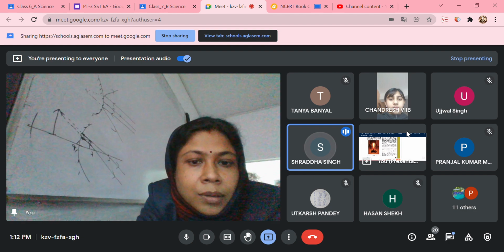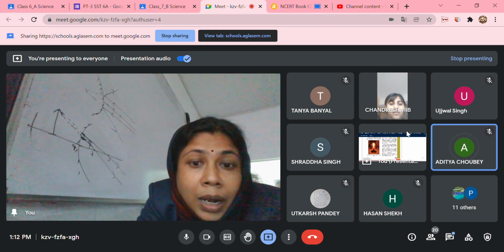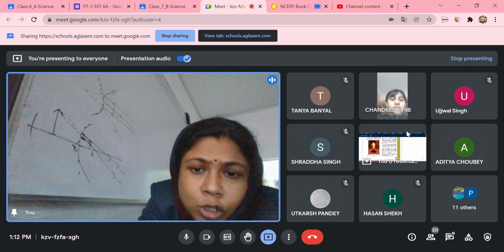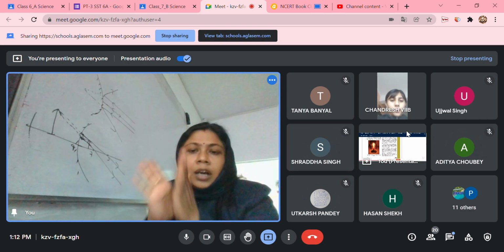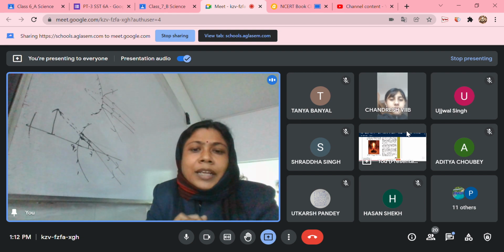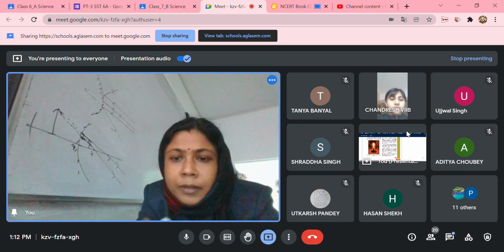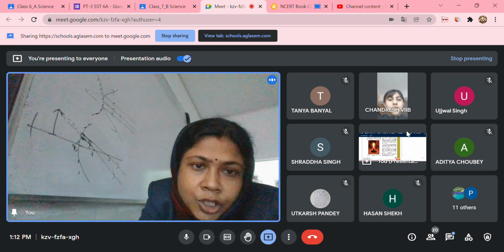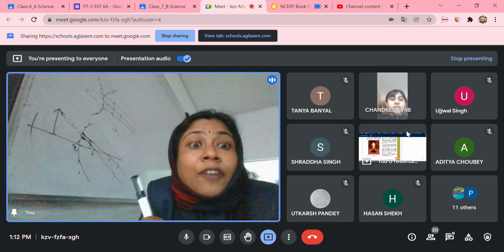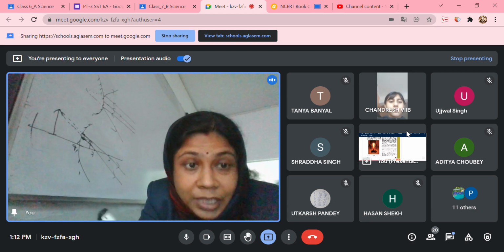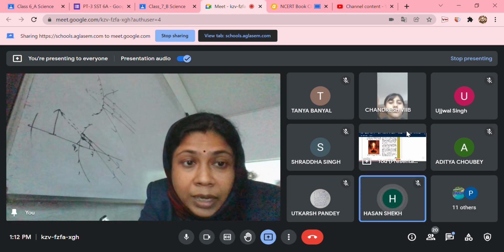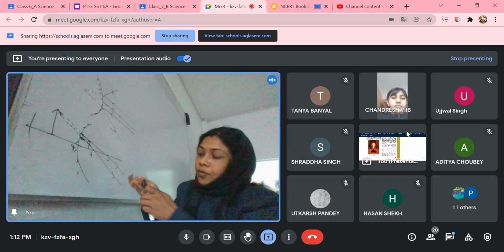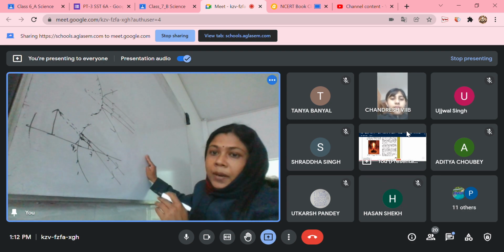Same time, concave lens. Concave lenses are curved at the middle, so in that case also the rays will diverge after refraction. In case of a lens we do refraction, right? The image is formed based on refraction.